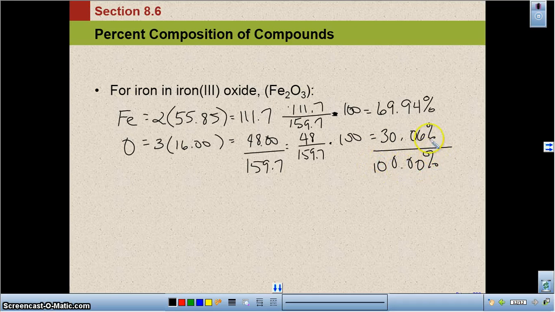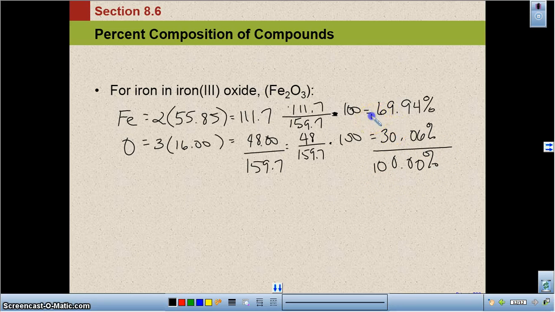So if you do this problem and it asks, instead of just for iron, it asks for iron and oxygen, or both elements in the compound, and you add them together and you don't get 100.00% or 99.99%, then you've done something wrong. So it's a good way to check your work.